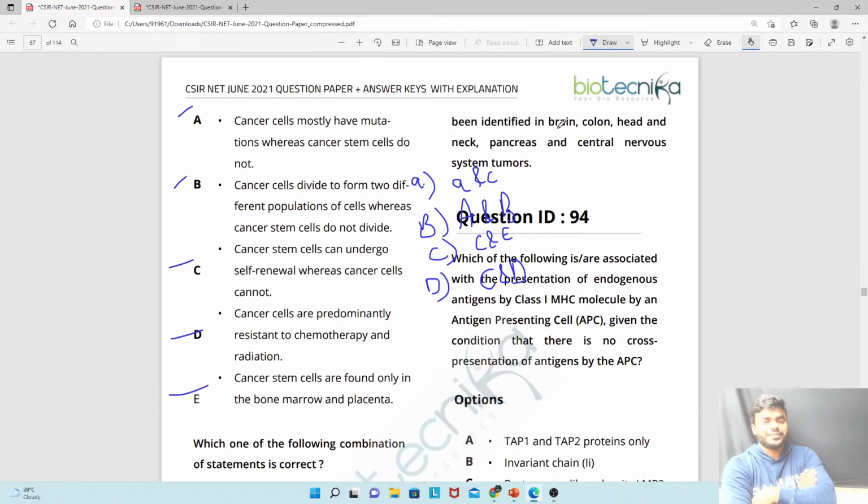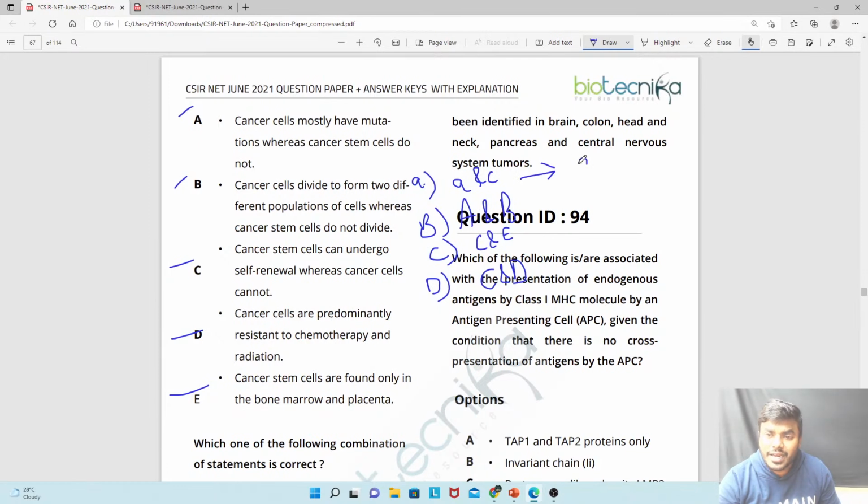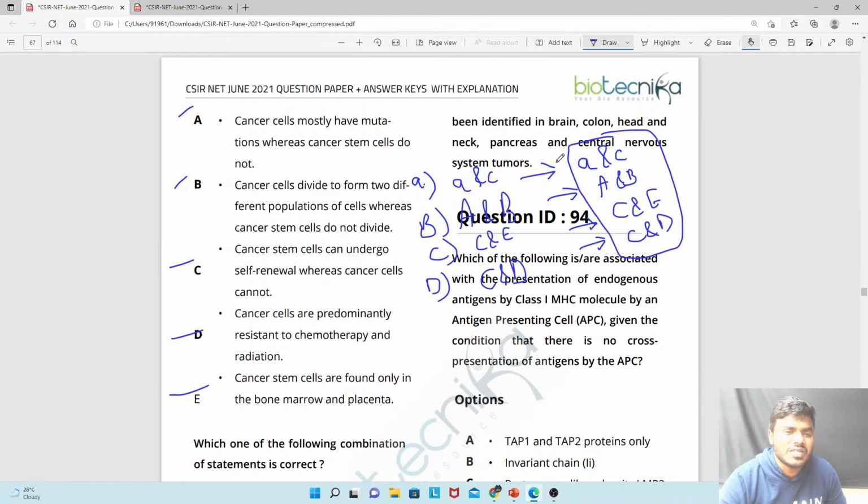Okay, friends, go to the question. Take your time. You have to choose the right statement. I think you can't see the options correctly, so I will tell you: option A is A and C, option B is A and B, option C is C and E, option D is C and D. You can answer it very easily, friends, if you use your brain.